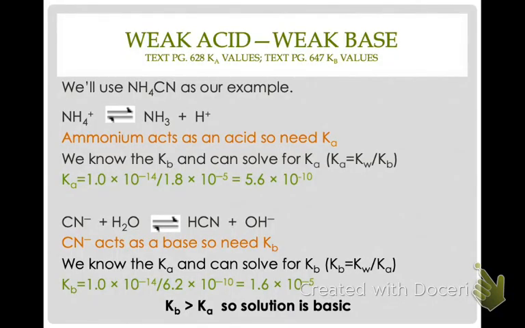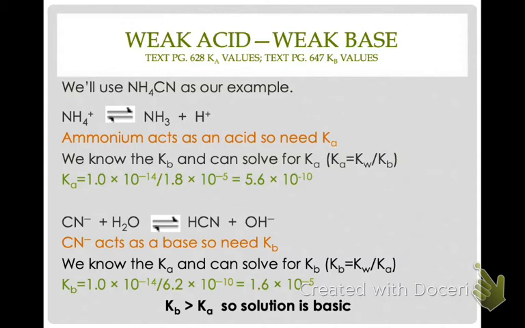Let's first look at what's happening with ammonium ion in solution. It's actually going to act as an acid, and it's going to dissociate into ammonia and hydrogen ions. Because it's acting as an acid, we need a Ka value.